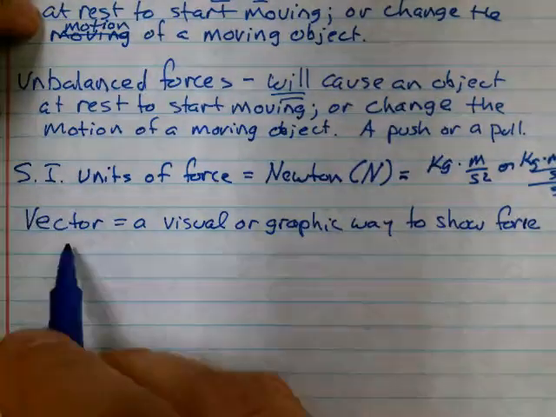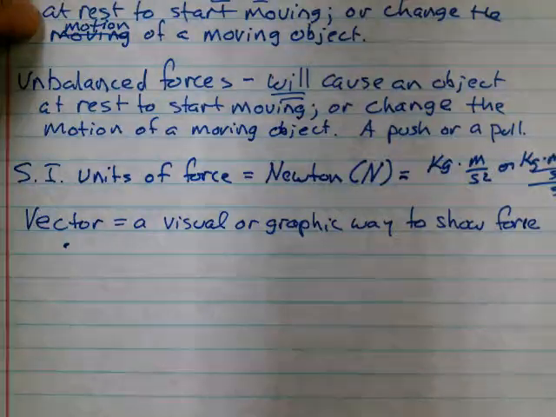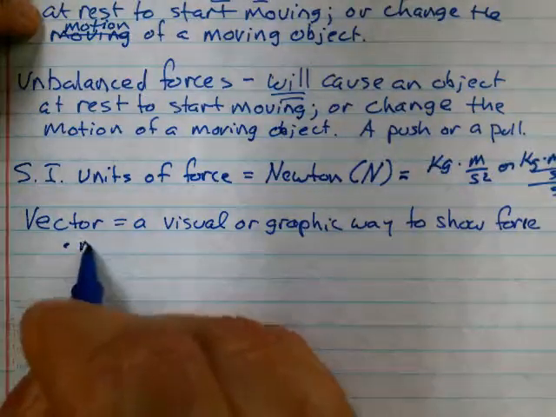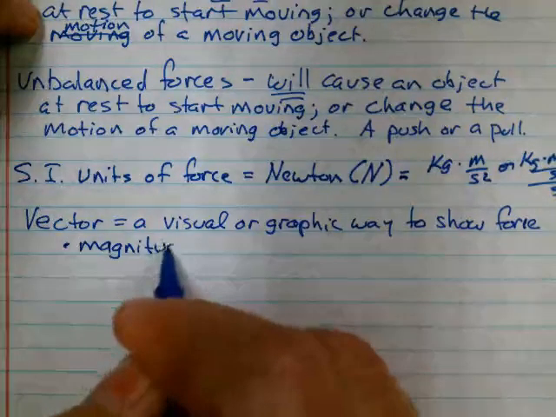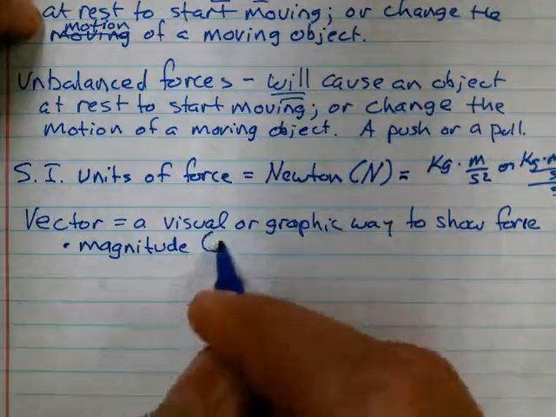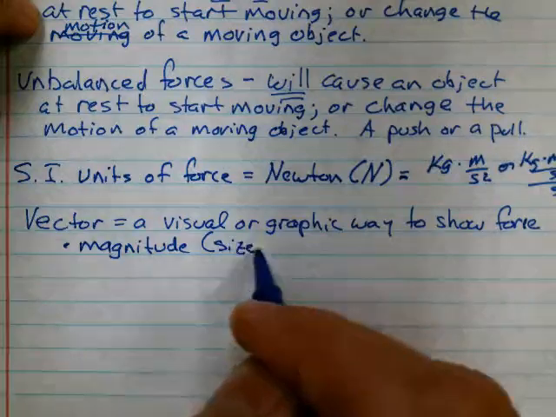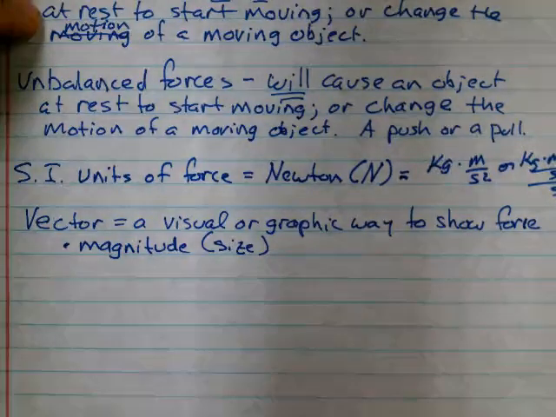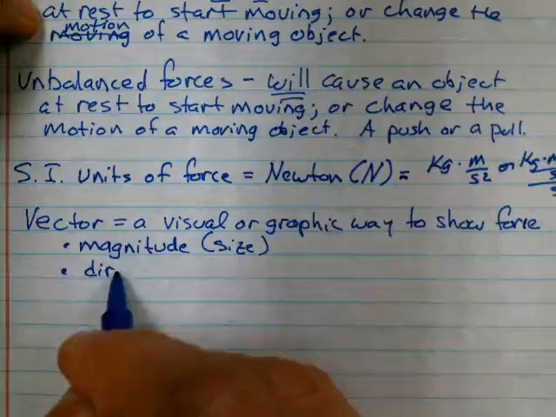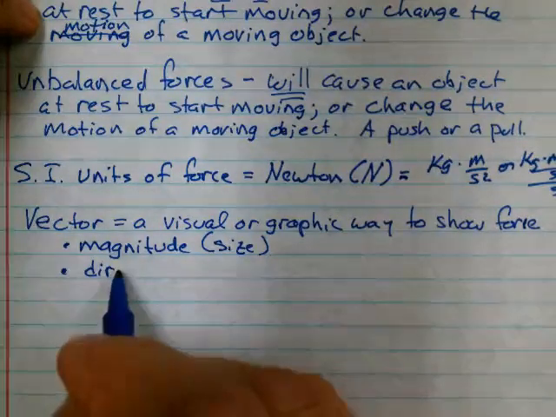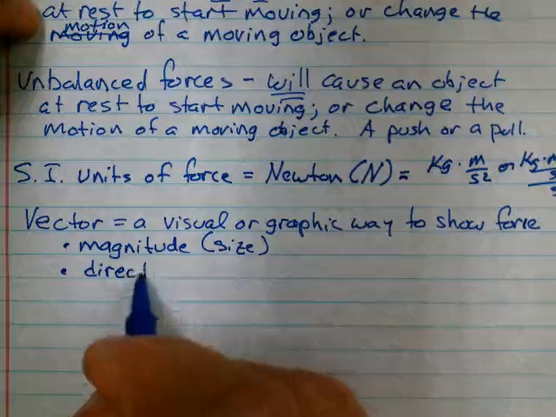So a force vector has two components, two parts to it. One is magnitude, which is really a word meaning size, and one is direction. So a force vector shows both direction and magnitude, or size.